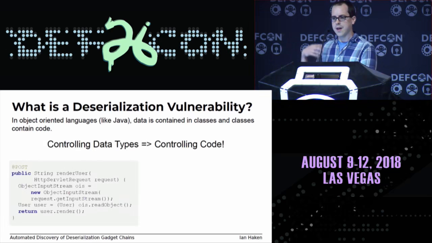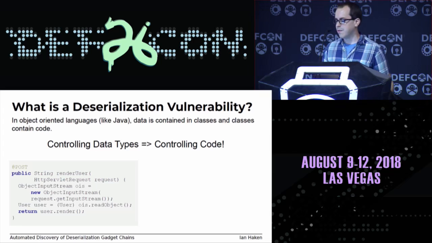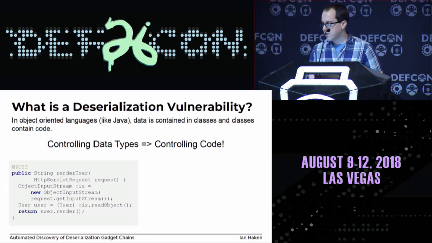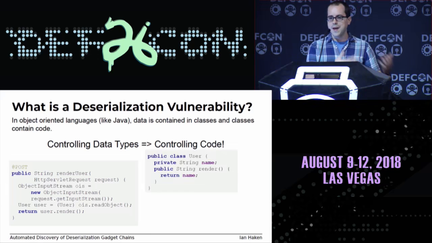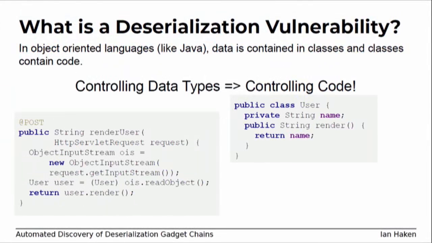This is a classic Java deserialization vulnerability. It's a REST endpoint that reads in a post body and passes it into an object input stream, and then you read some object out of it, and in this case, we're casting that object to a user and calling render on it. What the developer might intend is that this is some user class that exists on the class path, and so the post body that gets sent in is some serialized version of this. It has a name. When you call render on it, it returns that name. Totally innocuous. Nothing interesting can really happen with this.